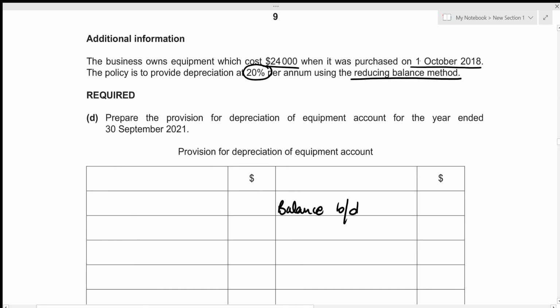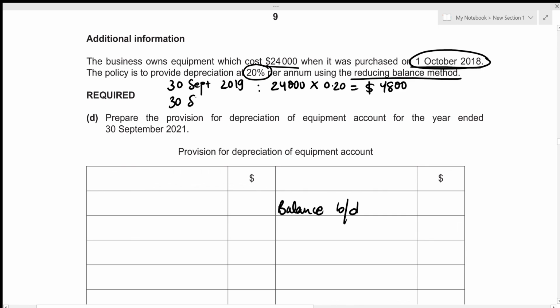Let's figure out the depreciation for this year. So if the opening date is 1st October 2018, then the closing date will be 30 September 2019. So in this year, the depreciation amount will just be cost times our rate, because we do not have any provision for depreciation for this year since the equipment is new. So that's 24,000 times the rate of 20%, which you can write down as 0.20. This gives our depreciation for the year ended 30 September 2019 to be 24,000 times 0.20, which results in 4,800.